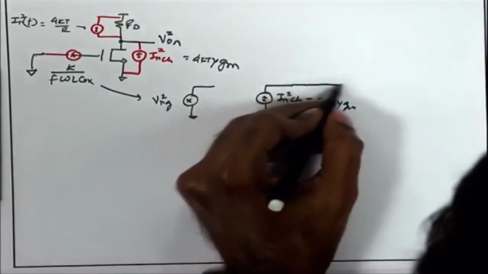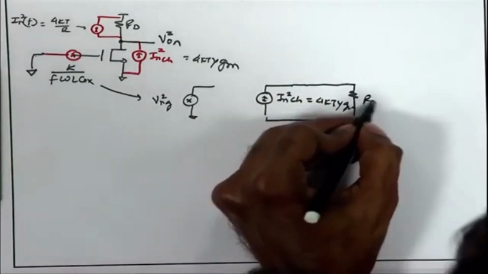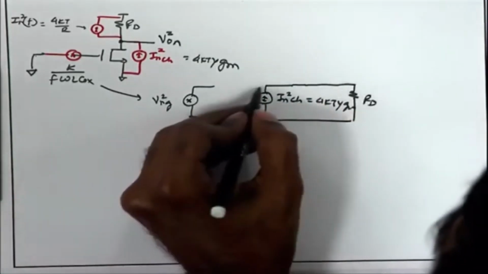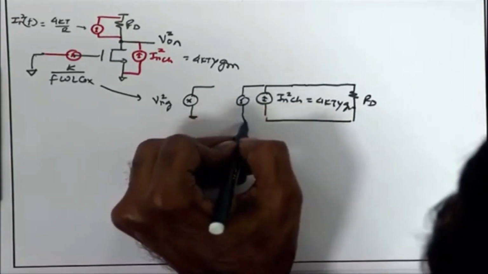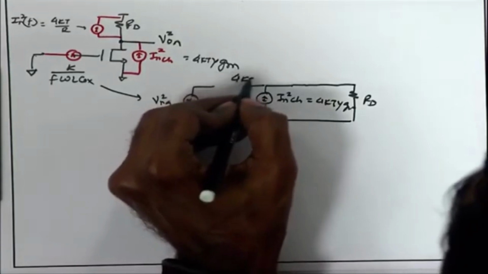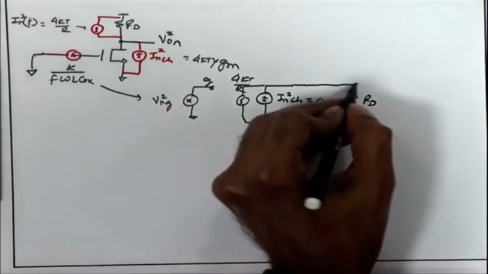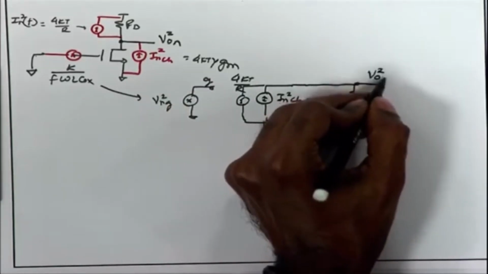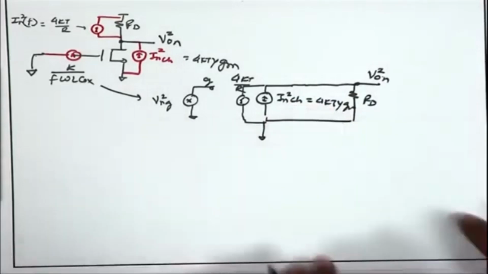We are also having the RD, which is going to give you another noise source. So, this is 4kT/R, this is the gate terminal, source is grounded, and we want to find out what is the VON square. Remember, these are noise square, current square.